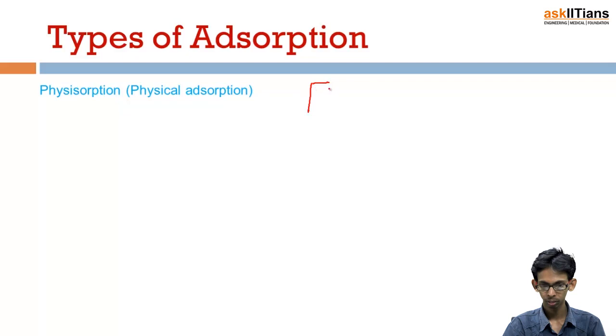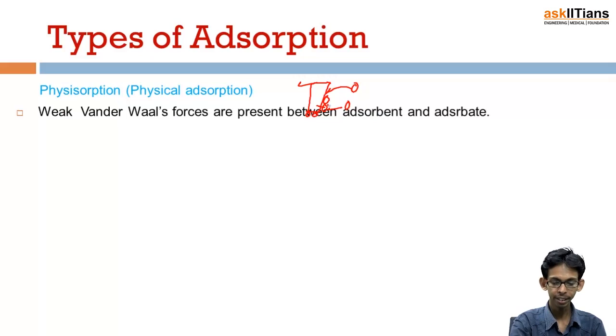Adsorbate and adsorbent molecules come together and they are just attached on the surface. Adsorbate attaches itself on the surface of adsorbent, and if this process does not involve any chemical reaction or formation of any chemical bond between adsorbent and adsorbate, and there is only physical van der Waals attraction, then it is called physical adsorption. Weak van der Waals forces are present between adsorbate and adsorbent, and there is actually no chemical bond formed.